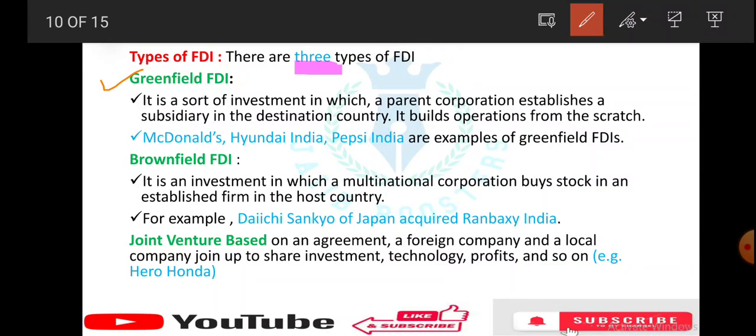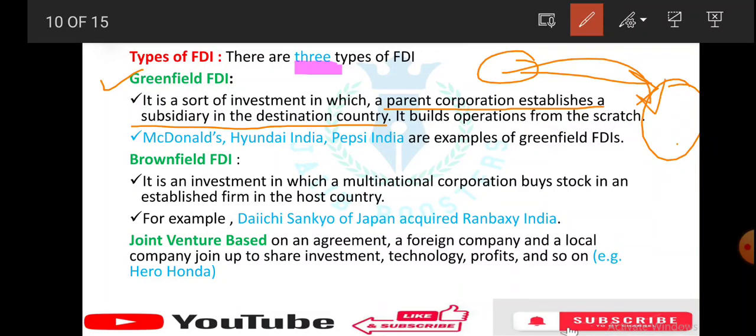First one is greenfield FDI. It is a sort of investment in which a parent corporation establishes a subsidiary in the destination country. Here, a parent company establishes a subsidiary in some other country. McDonald's, Hyundai India, and Pepsi India are examples of greenfield FDI.